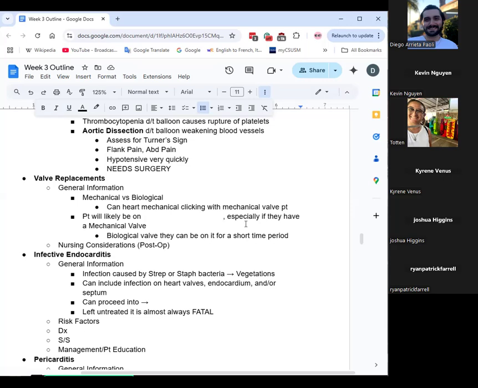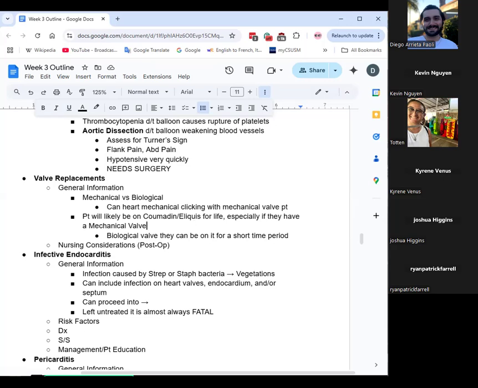Yeah, they're on anticoagulants for life. So the patient will likely be on Coumadin or Eliquis for life. Eliquis more likely nowadays, but especially so if they have a mechanical valve. I believe with some of the synthetic valves, they might not need it, maybe for a short period. But for the mechanical valves, they do need it for life.